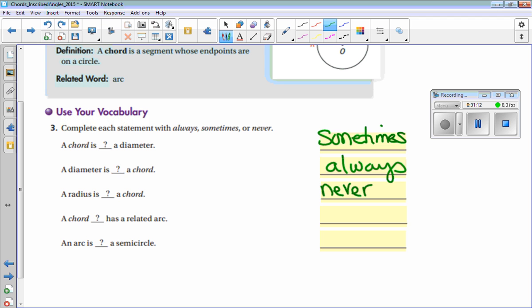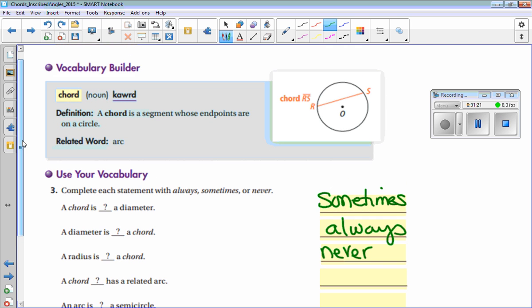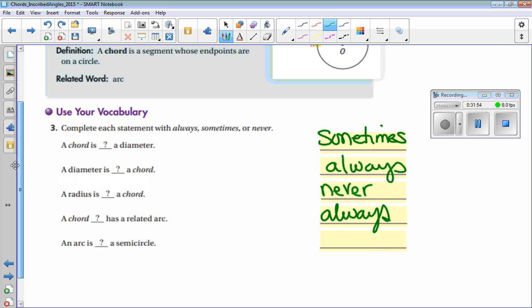A chord has a related arc. What do you think that means? So that's a chord drawn up there. Is there an arc that's related to it? Well, they mean that the endpoints of the chord cut off and make an arc. So arc RS is the arc that's related to chord RS. That's all they mean. So always, yes. And that's important because we're going to learn a couple of things in a minute about the chords and their arcs. A chord has a related arc, always.